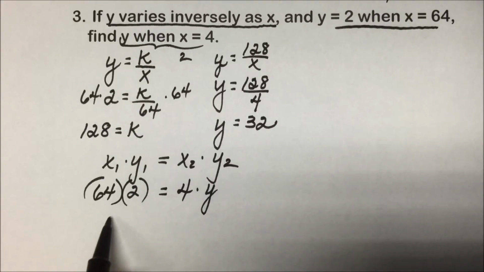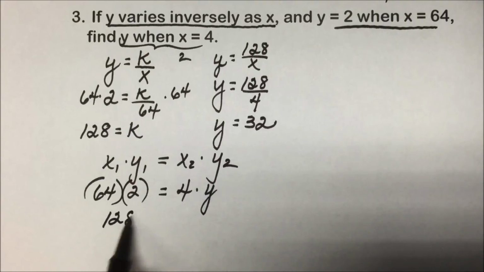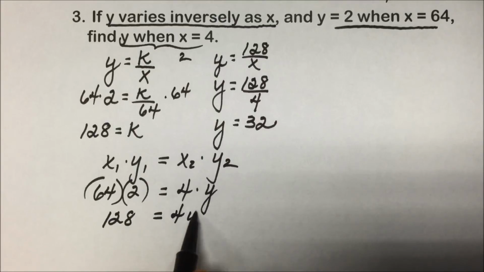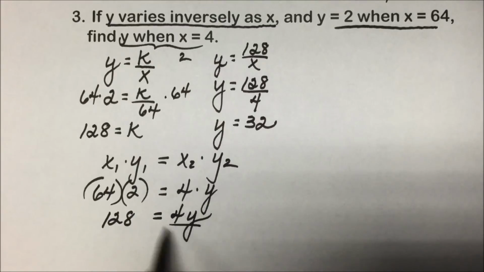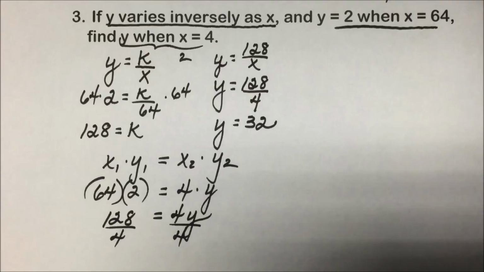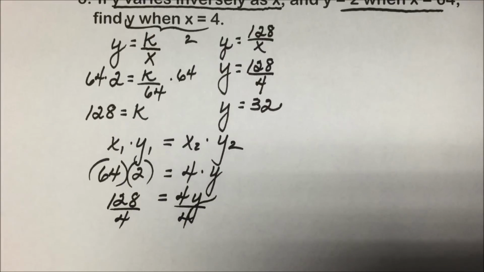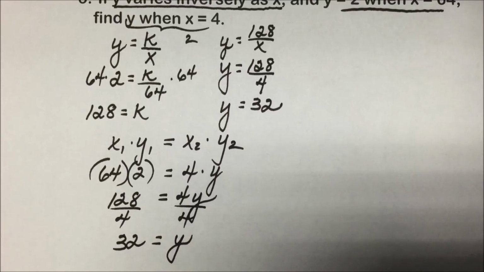Simplifying 64 times 2, 128, looks familiar from the other approach to solving this. And solving for y, we'll divide both sides by 4. 128 divided by 4 is going to give us a 32 for the value of y and the solution to the problem.